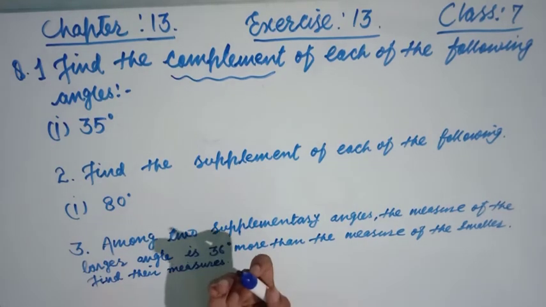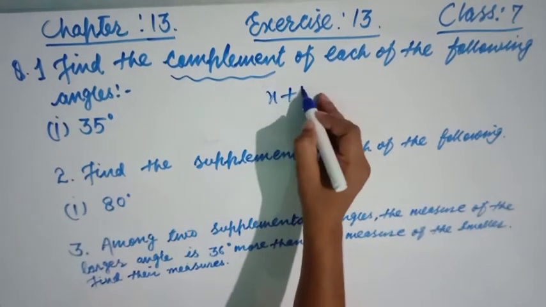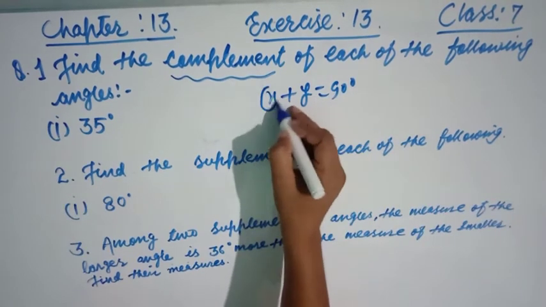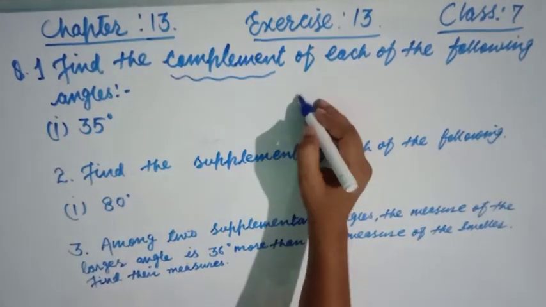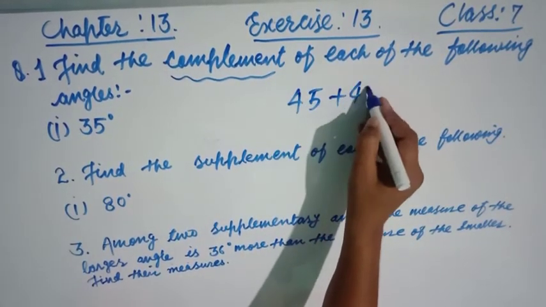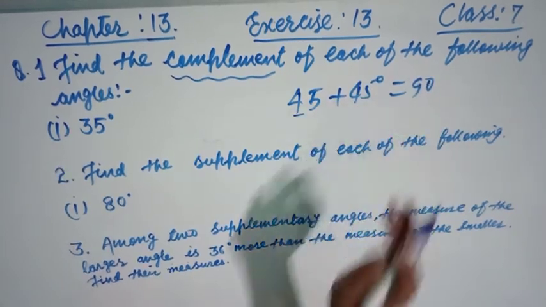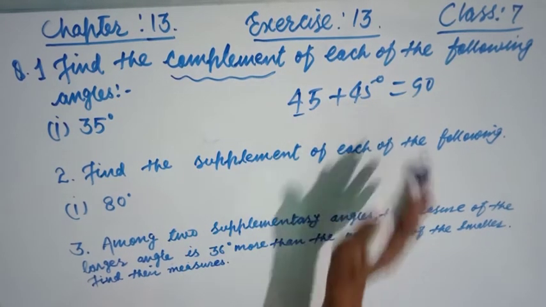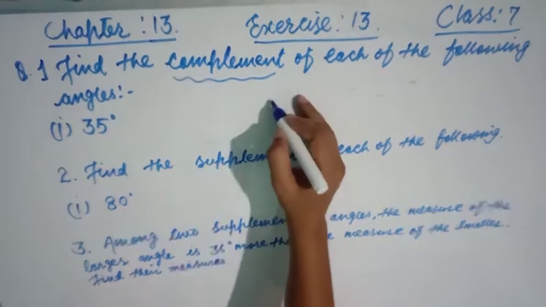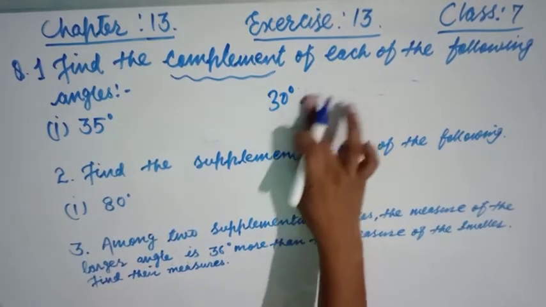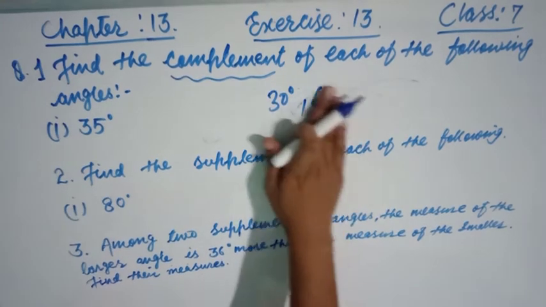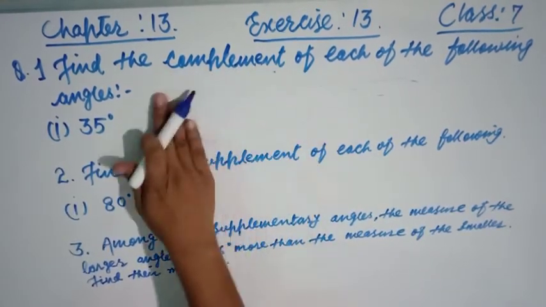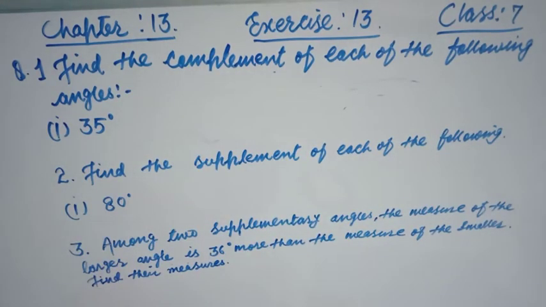See, the sum of any two angles is 90 degrees. Suppose x plus y is equal to 90 degrees, then we can say x and y are known as complementary angles. For example, look: 45 degrees plus 45 degrees is equal to 90, so both 45s are complementary angles. Another example, 30 degrees and 60 degrees. These two angles are complementary because the sum of these two angles becomes 90. So this is called complementary. Once again, friends, the sum of any two angles being 90 degrees makes them complementary angles.